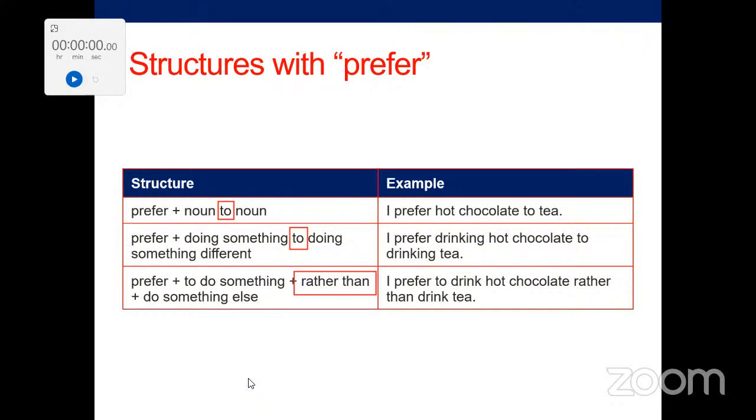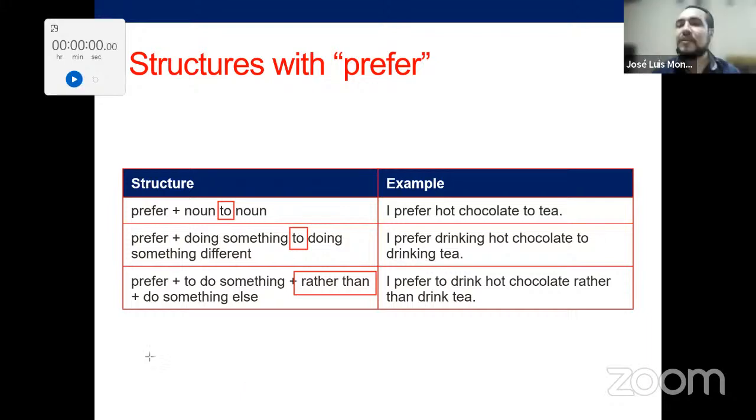Prefer plus noun to noun. I prefer hot chocolate to tea. And prefer plus doing something to doing something different. I prefer drinking hot chocolate to drinking tea. Prefer plus to do something plus rather than plus do something else. I prefer to drink hot chocolate rather than drink tea. Great, thank you very much.